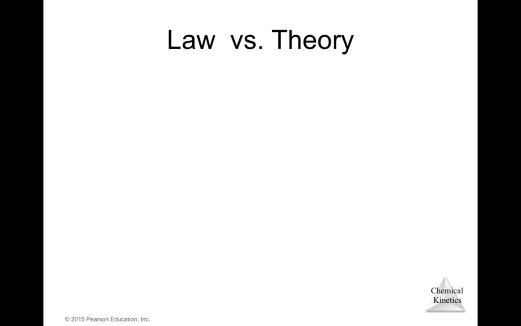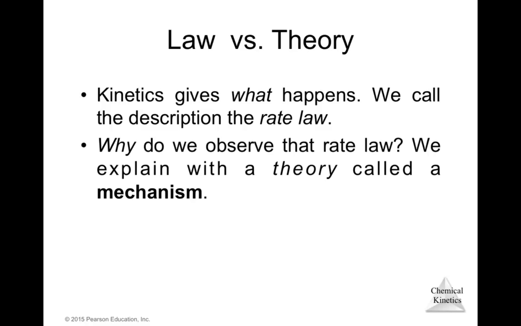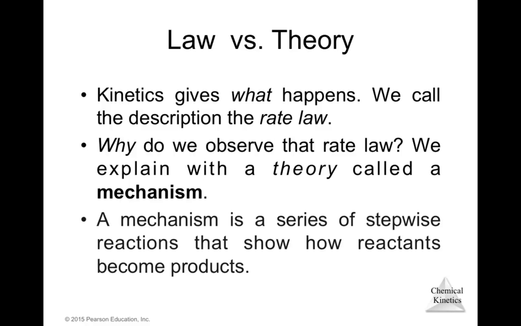Now that we have a little bit more knowledge about chemical kinetics, it is important to understand that kinetics gives what happens. We call the description the rate law. So with the kinetics, we know what happens. But why do we observe that in the rate law? We explain with a theory that's called mechanism. A mechanism is a series of stepwise reactions that show how reactants become products. So with the kinetics, we understand what happens, but with the mechanism, we understand how that happens.